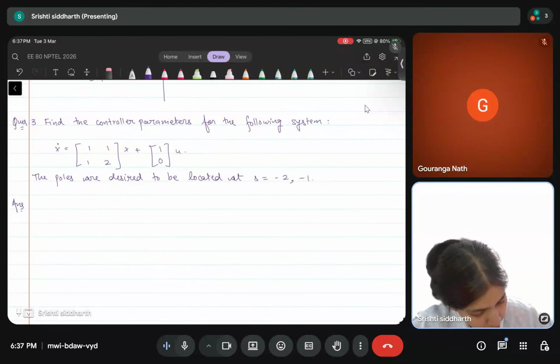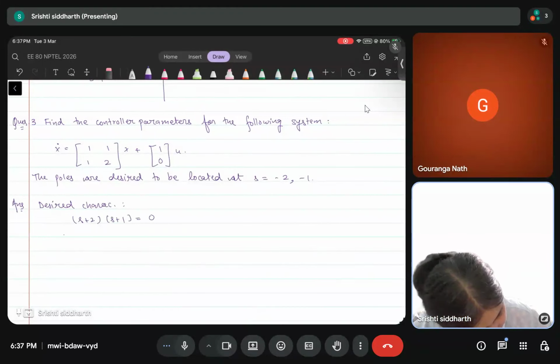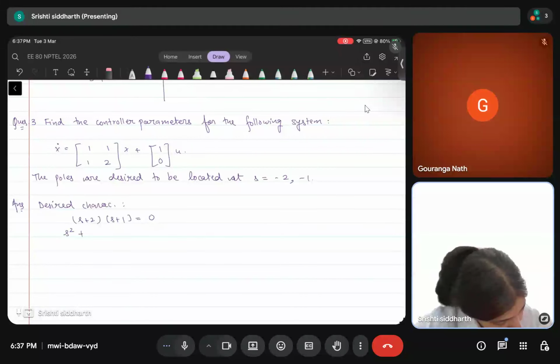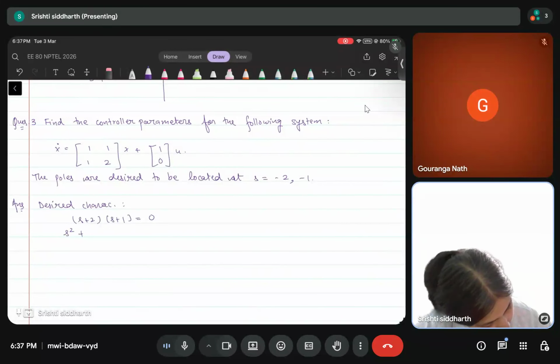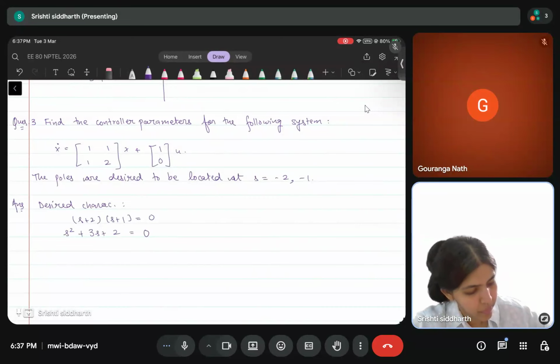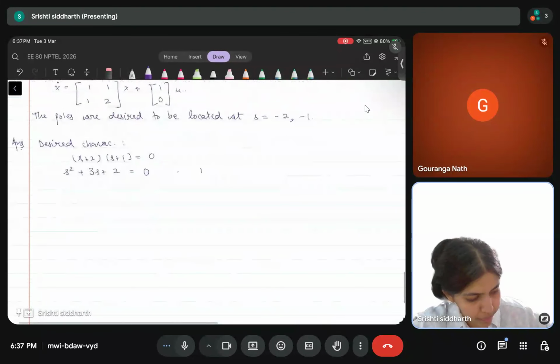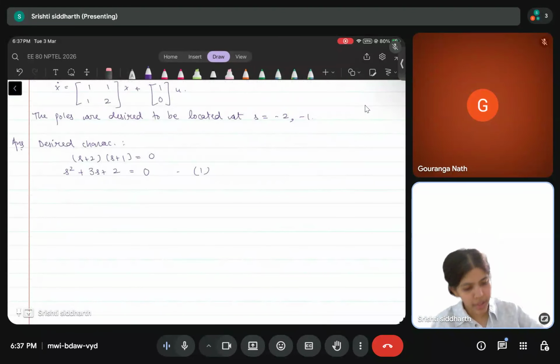Okay, so let's write down the desired characteristic equation. This is going to be easy. In this case, this is (s plus 2)(s plus 1) equals 0. So we have s squared plus s plus 2s plus 2 equals 0. This is equation 1. So we have two states, we will have K1 and K2.